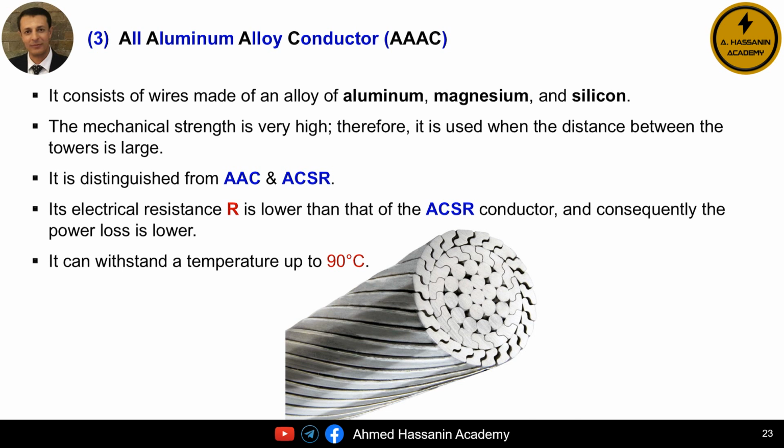This means that the conductor can withstand very high tensile forces, allowing for larger spacing between towers. Consequently, fewer towers are needed, leading to a reduction in overall construction cost of the overhead line.